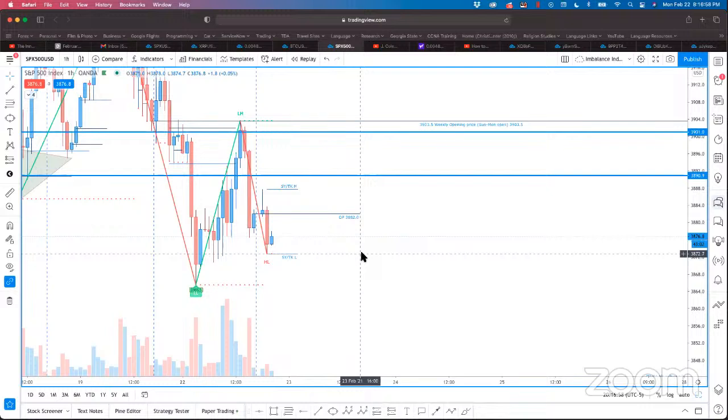Capiche? And if I miss it, don't panic. Just make sure you get the direction and then you take the trade. Capiche? Copy. The direction is down right now.